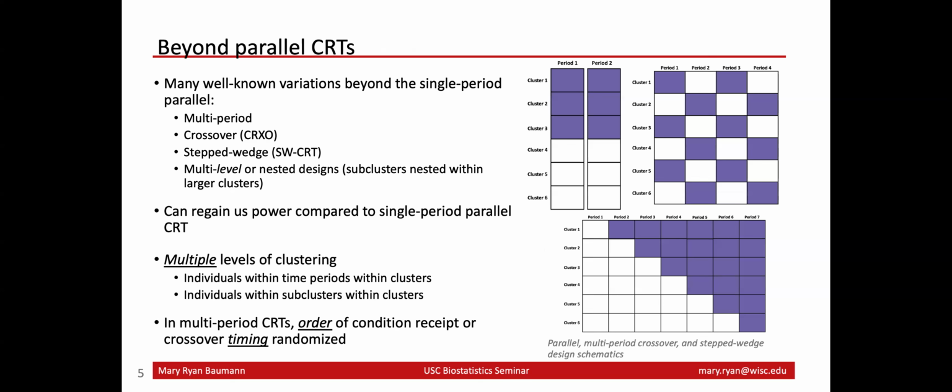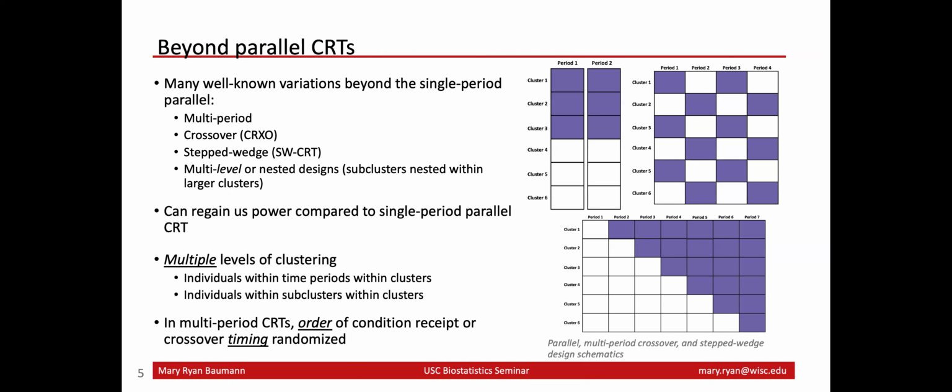And then there are also flavors of design that I didn't have a good schematic for, but these ideas of multi-level or nested designs where you have some sort of intermediary clustering going on. So you can think of these as individuals nested within subclusters, which are nested within larger cluster structures. And randomization there can either be happening on the subcluster level or the larger supercluster level. So all of these types of designs can be helpful because they can regain us some of the power that we lost in a parallel CRT when we compare it to individually randomized designs, depending on the scenario. And they all deal with some kind of multiple levels of clustering.